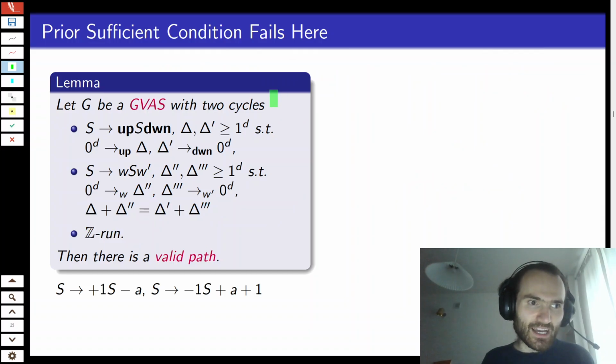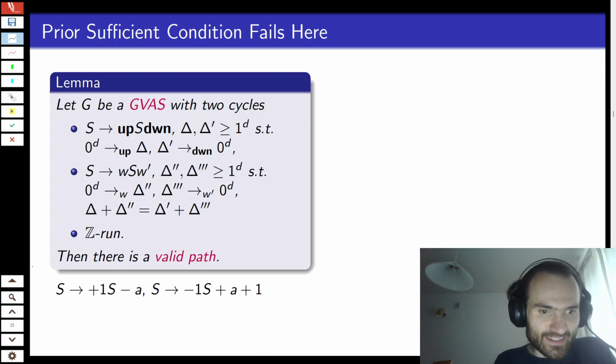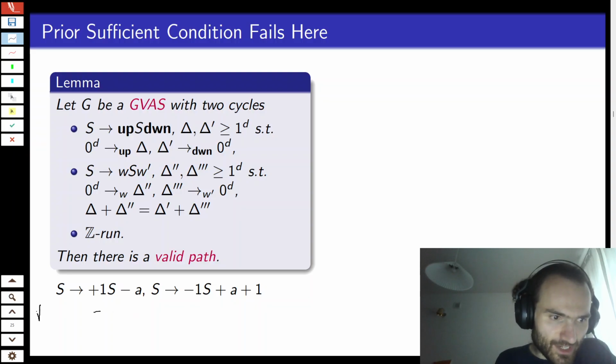But let's see how else could we repair this condition? Like how can we make it more general? Because this is too restrictive. Well, consider this example here. S goes to +1 S and minus A, where A is some number. And S goes to -1 S and plus A plus 1. Again, A is the same number. Okay, what's the point? Well, if you think about it, this is like borrowing money with a ratio of -A. Borrowing money with a ratio of A.